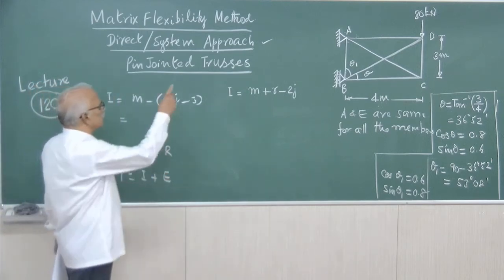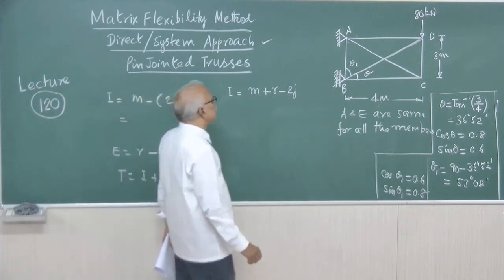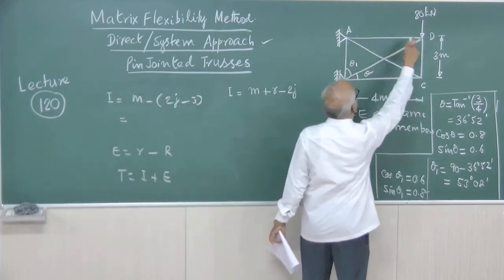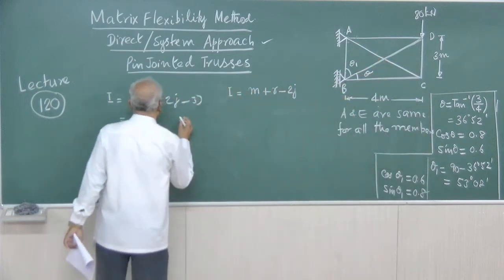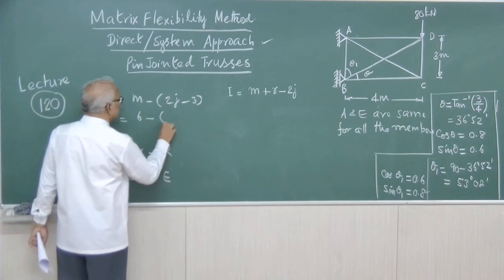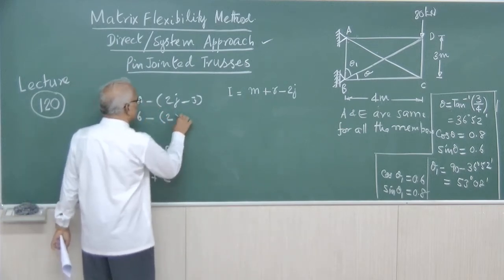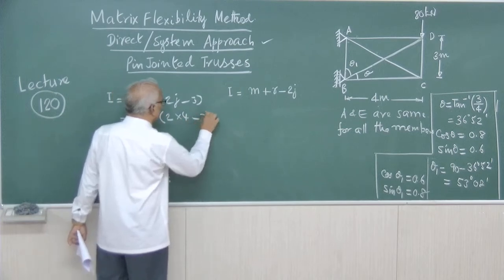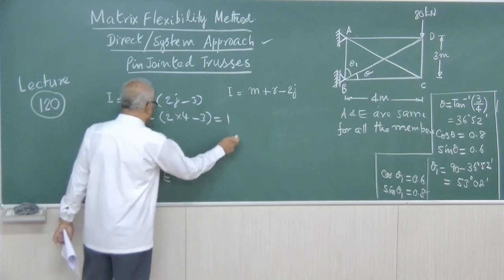Coming to this truss, m equal to 6; there are 6 members, member number 1, 2, 3, 4, 5, 6, including 2 diagonal members. So, 6 members minus 2j minus 3, with joints A, B, C and D, 4 pin joints. 2 into 4 minus 3 equals 5. So, 6 minus 5 equal to 1.